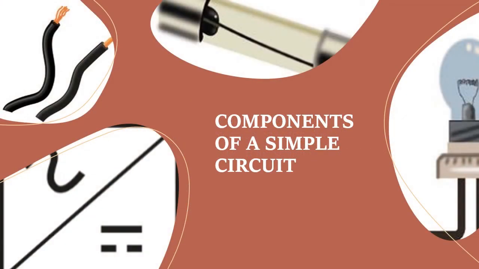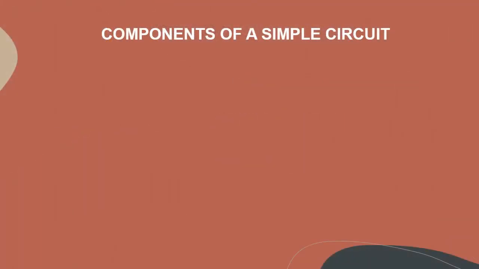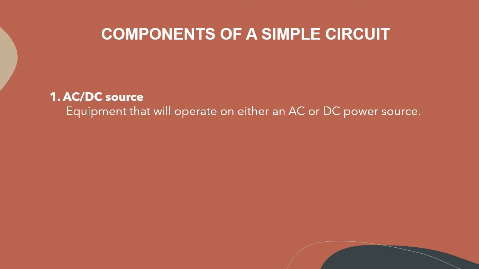So we have the components of a simple circuit. If you can look at the pictures and you're familiar with it, then very good. But if not, just stay there and we will discuss each of them. Here are the components of a simple circuit.